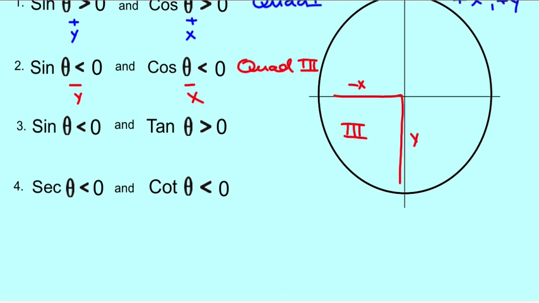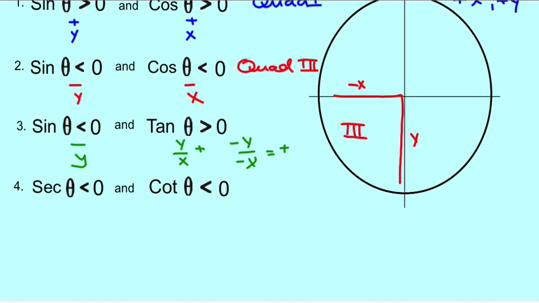Let's go down to question 3. Our sine is now negative, so that means the y is negative. And our tangent is positive. So that means our y divided by x has to be a positive number, or a negative divided by a negative x would also make that a positive number.